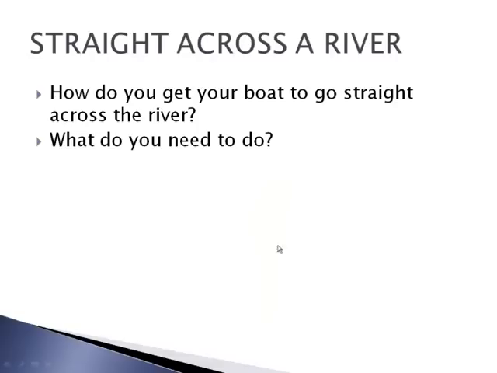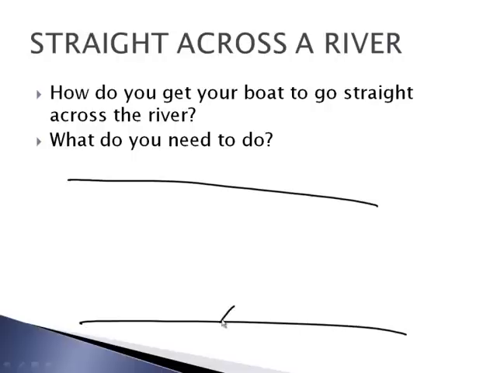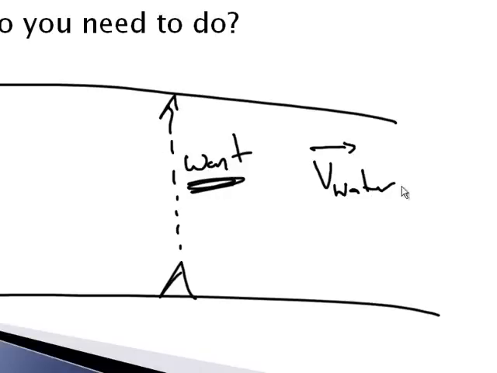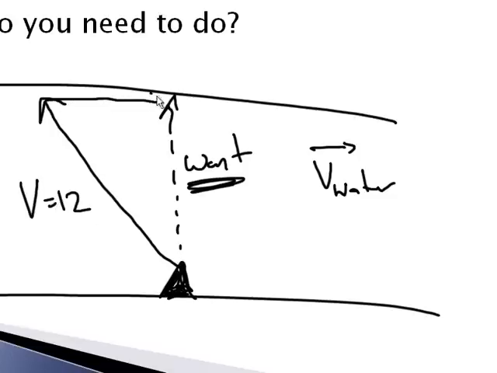Next one. How do you get your boat to go straight across the river? What do you need to do? Well, think. Predict. Here's my boat. I want to do this, which in the river is still going downstream. How do I need to point my boat? Hopefully you said upstream. So the velocity of my boat upstream is going to be 12, but how much is the water pointing downstream? 3.